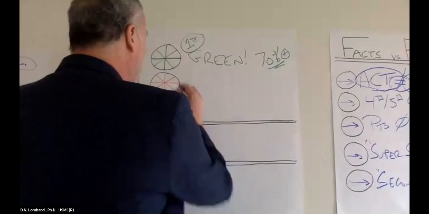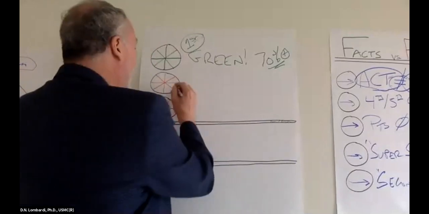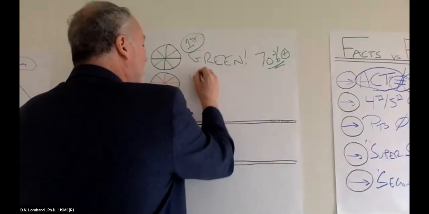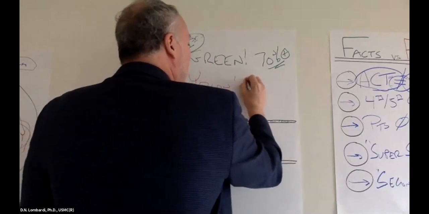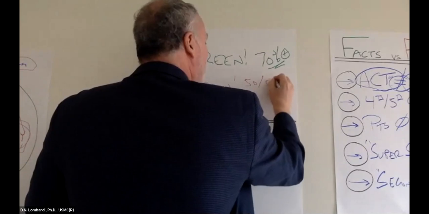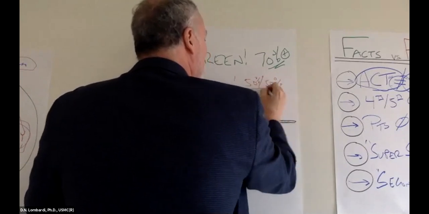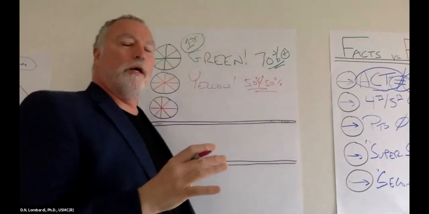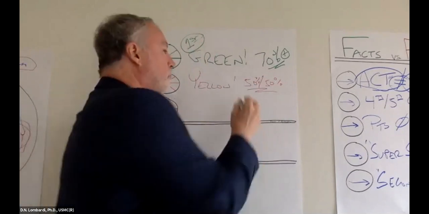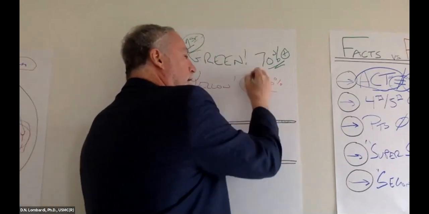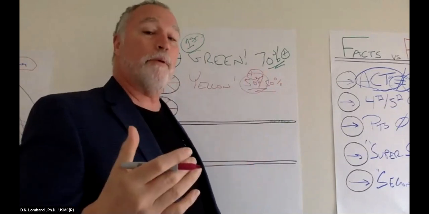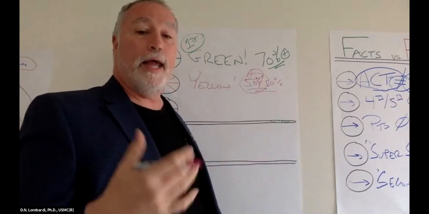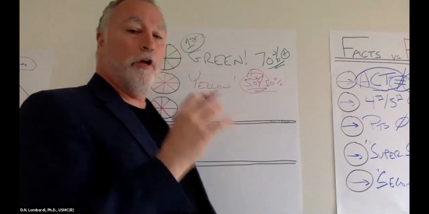Now your yellows, this is supposed to be yellow, and I'm going to use purple, because the yellow marker doesn't show up. Yellow is about a 50-50 proposition. You're about half sure that you know the answer. So what you want to do is take a shot at that, because at 50% positive, you're probably in good shape. So take a shot at the yellows, and you do those second.